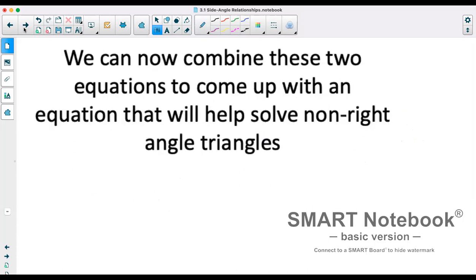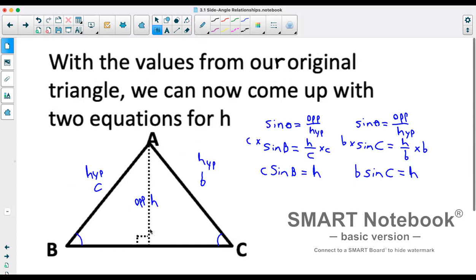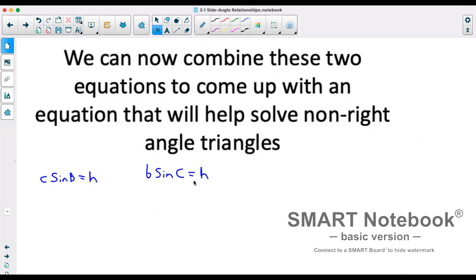What we'll do now is combine these equations to come up with an equation that will help solve any non-right angle triangle. We had C sine of B equals H, and we also had B sine of C equals H. Because that H refers to the same side shared between them, it must be equal for both of them. So this H must equal this H. So we can say that C sine of B equals B sine of C.